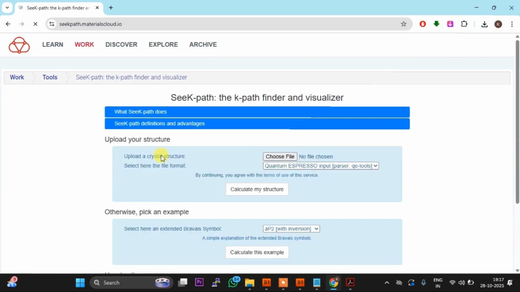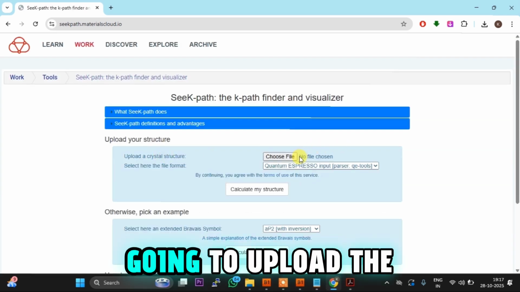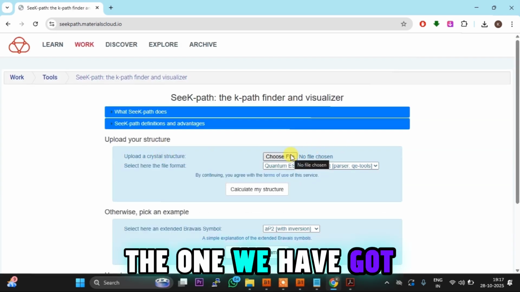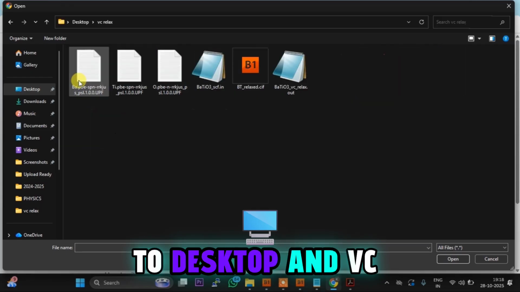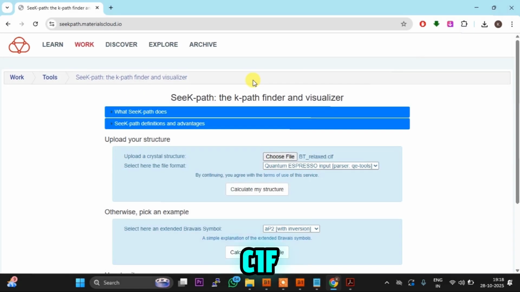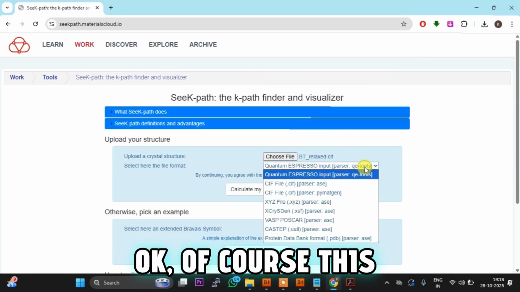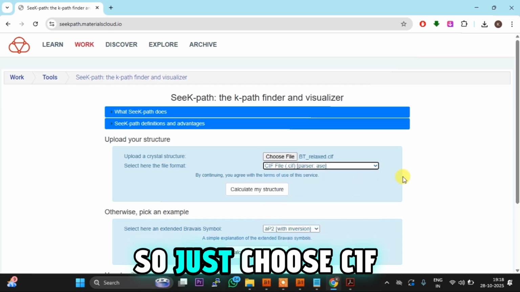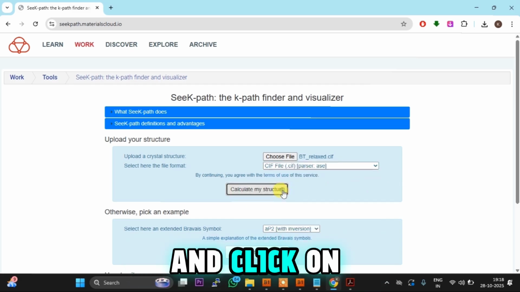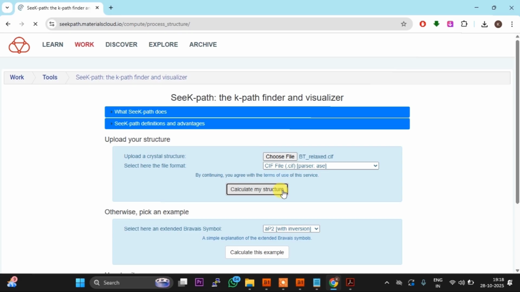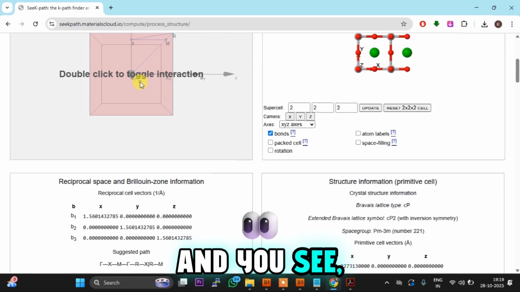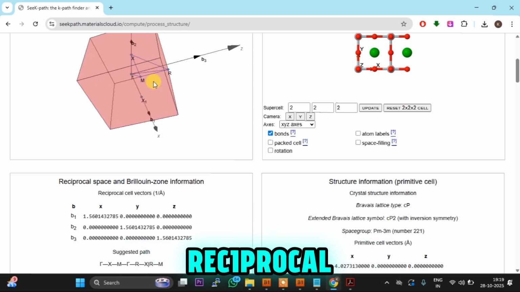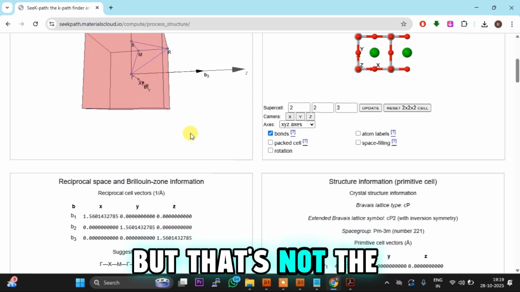Let's go there. Now we are going to upload the CIF file, the one we got after the relaxation calculation. So I'm going to go to desktop and PC Relax, and choose this CIF file. Of course, this is a CIF file, so just choose CIF and click on Calculate My Structure. And you see, you can interact with this reciprocal lattice also, but that's not the point here.